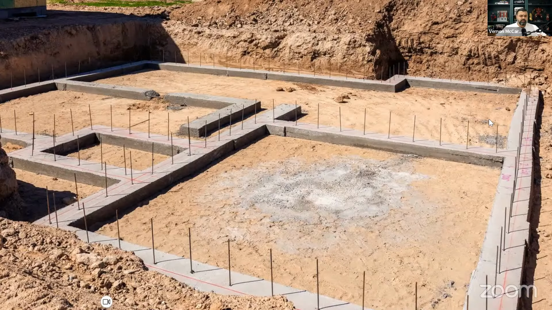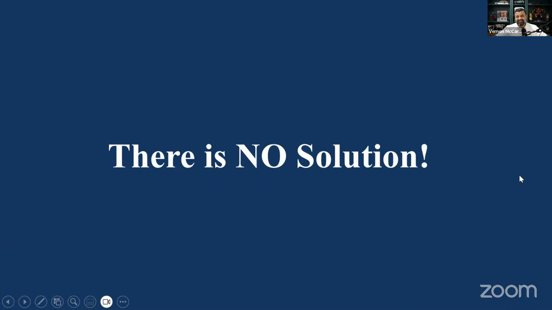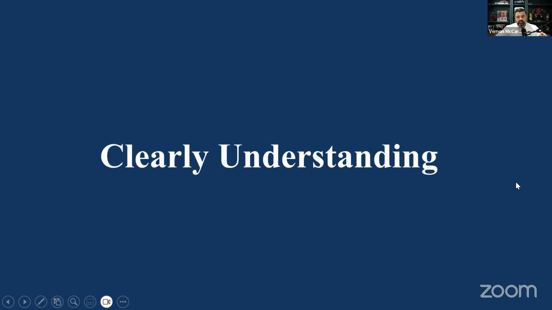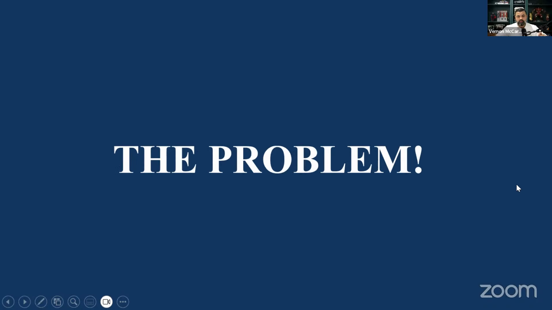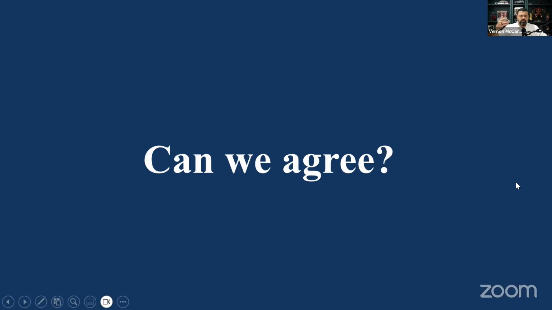Now, anytime you want to build something strong and powerful, you have to lay a really strong foundation. And so that's what we're going to do tonight. It doesn't matter if you're building your own family bank or if you're building a skyscraper, you have to have a strong foundation. And so with that said, there is no solution without clearly understanding the problem. Can we agree? Give me a Y for yes or an N for no. How do you create a solution if you don't know the problem? Is that fair? Can we agree on that?